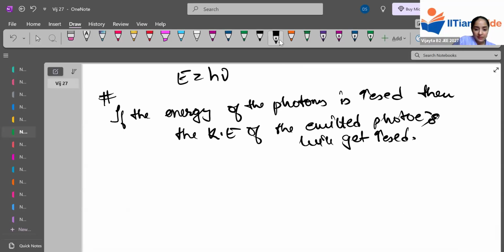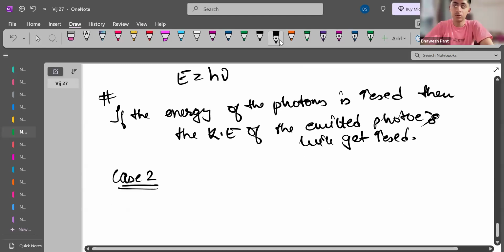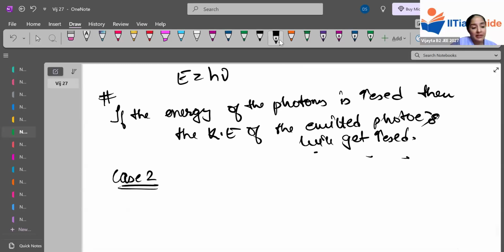Okay, fine. This is clear, beta? What do you have written after emitted photoelectron? Will get increased. Sorry for the bad handwriting, Bhavesh.